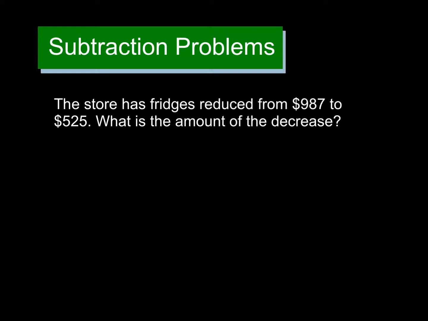What is the amount of the decrease? So first, we read and make sure we understand what the problem is saying. So here we know that we have the regular price of a fridge, it's $987. And we also have the sale price, which is $525. And what we're being asked is what the difference is, so how much we could save.